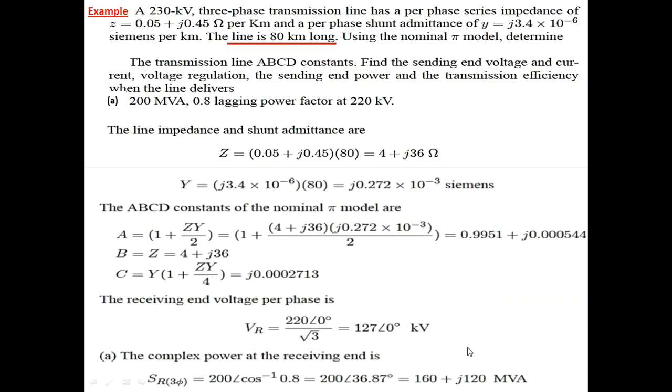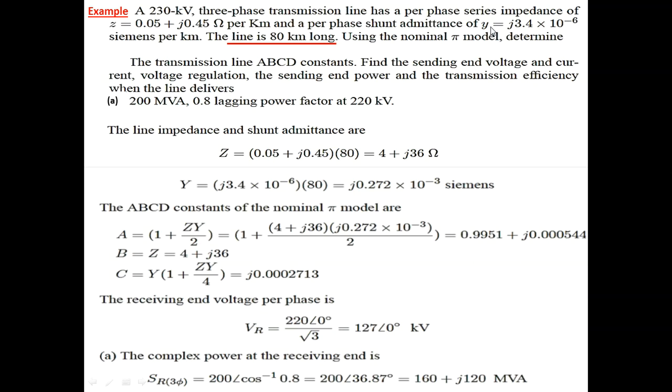Now let's see how to solve a problem for a medium line. Let's consider a 230 kV three-phase transmission line, which has an impedance small z per kilometer equal to 0.05 + j0.45 ohms. The length of the line is 80 kilometers, so we will consider it as a medium line. We will use the nominal pi model.